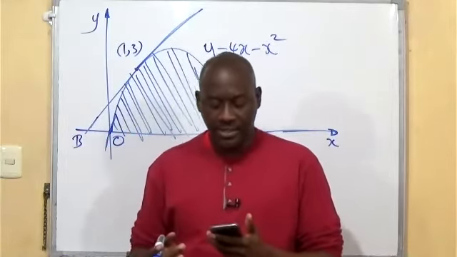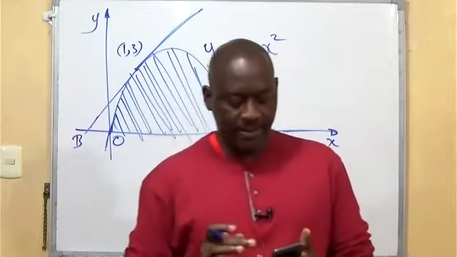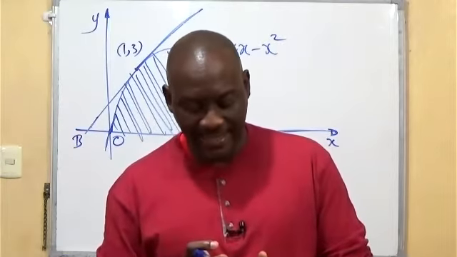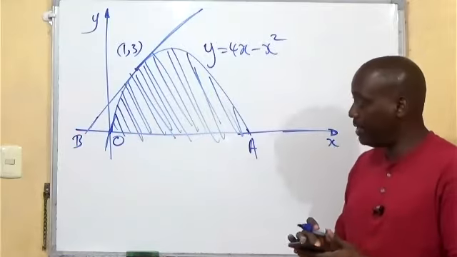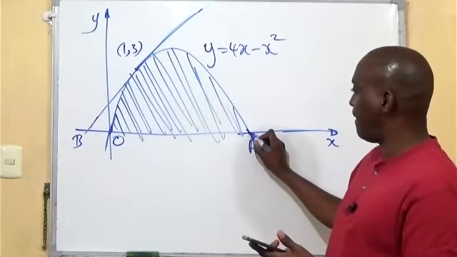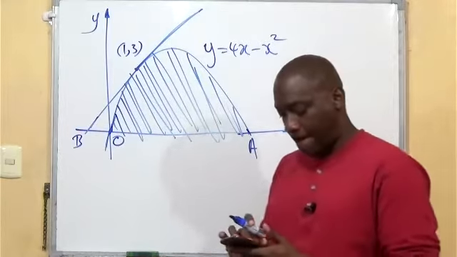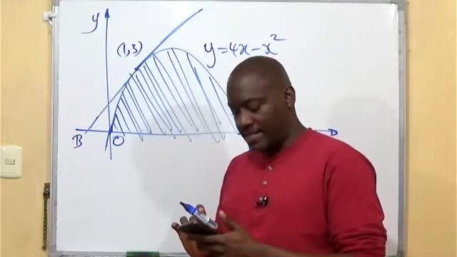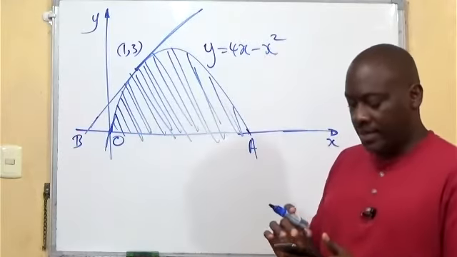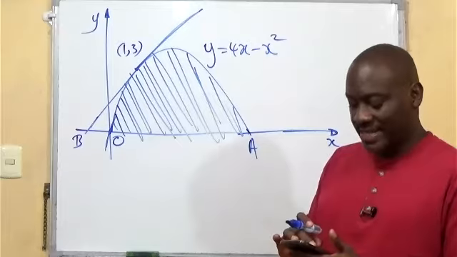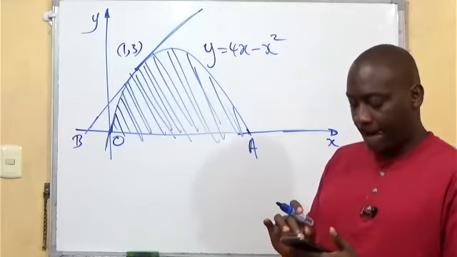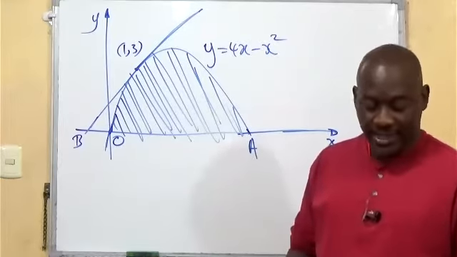The diagram shows the curve y is equal to 4x minus x squared, which crosses the x-axis at the origin. So you have that information. And at the point A, that will be point A here. The tangent to the curve at the point 1, 3 crosses the x-axis at the point B. Find the coordinates of A and B.